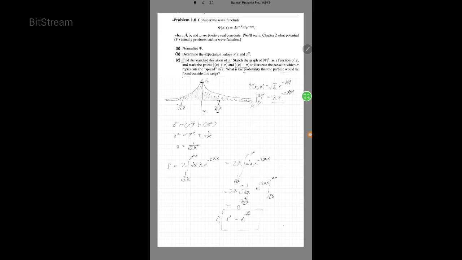So that is our probability of finding the particle outside of a standard deviation away from the expectation value of x. I normalized it at t equals 0, but that's fine. If it's normalized for t equals 0, it's normalized for all time. And there we go. That is Griffiths problem 1.8. Very, very straightforward example of this first step of dealing with any wave function, which is always going to be to normalize it.